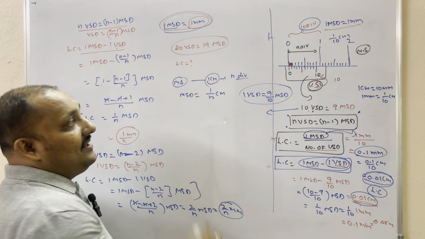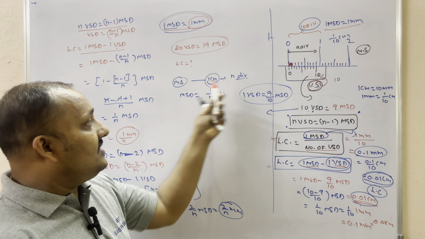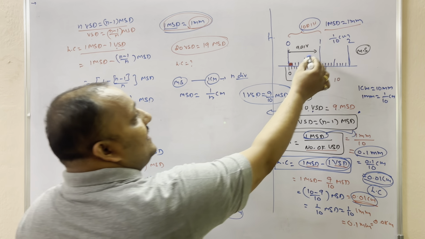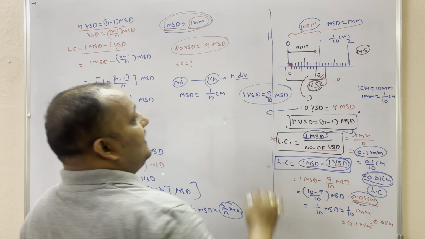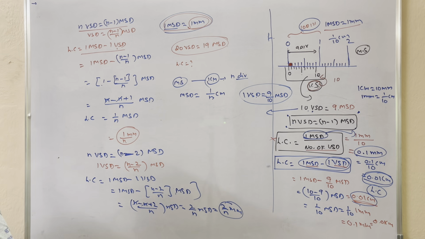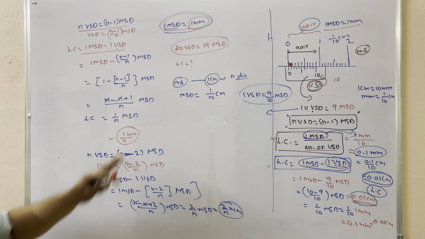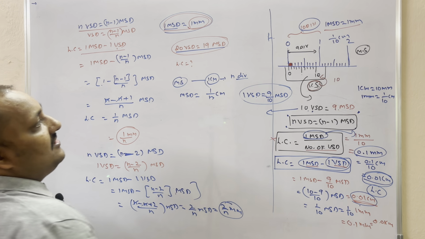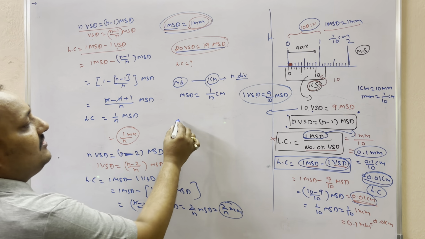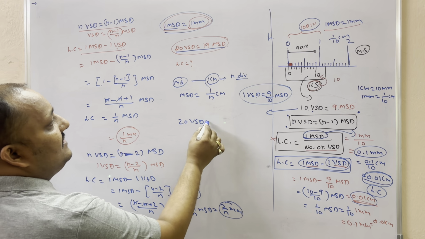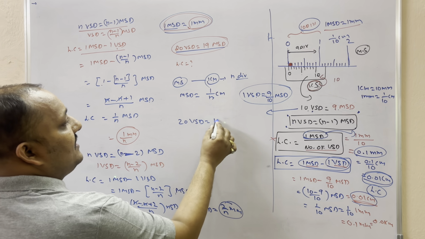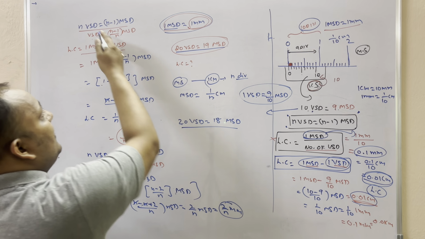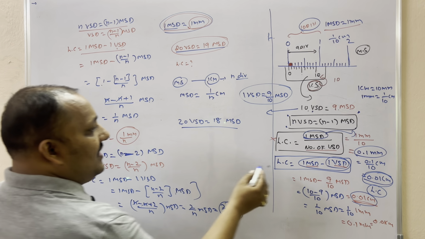If they give centimeters, each centimeter is divided into n divisions. Here each centimeter is divided into 10 divisions. Like this they are going to ask. We are going to do multiple problems on this. I gave here 20 VSD equal to 19 MSD. You can take 20 VSD equal to 18 MSD. You can take your own MSD value and substitute.